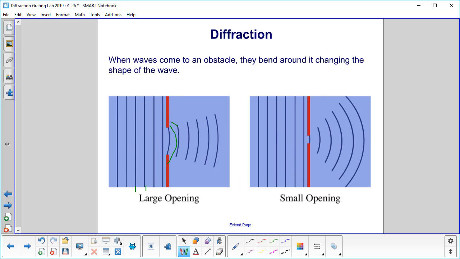The waves look like they get regenerated through this large opening. When we have a small opening, same thing happens, except you can see these waves look a little different. They're a little more curvy than the large opening.